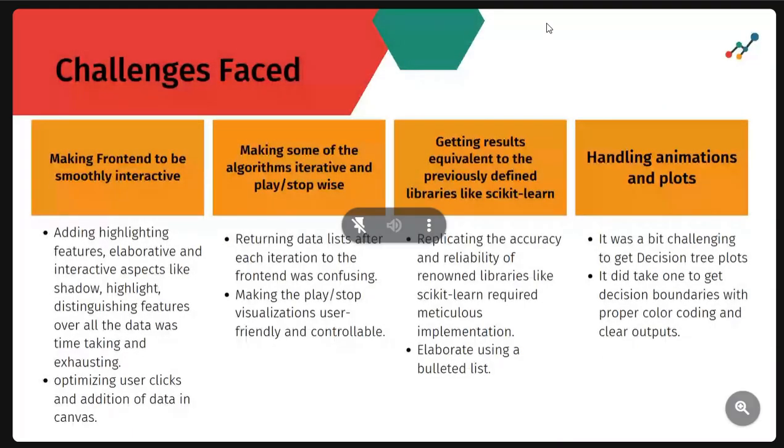Hi everyone, I'm Tanisha and I'll discuss the challenges we faced and our conclusion. We encountered several significant challenges. First, implementing highlighting features and interactive elements like shadows and distinguishing data points was time consuming. Second, optimizing user interaction and data addition to the canvas required careful design.